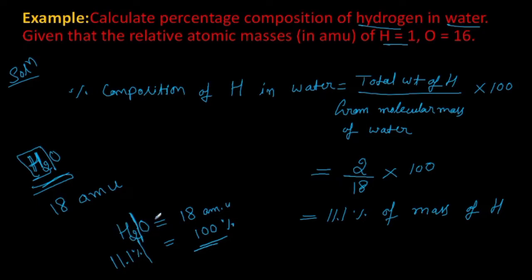Then what about oxygen mass percentage? It is very simple. If you subtract this 11.1% from this 100, you will get the percentage composition of oxygen. So together the mass of the hydrogen and mass of the oxygen makes up 100%. But now we have found it for hydrogen mass percentage, which is present in the total mass of the water. This is the way how to find percentage composition. Now let us do one more example.